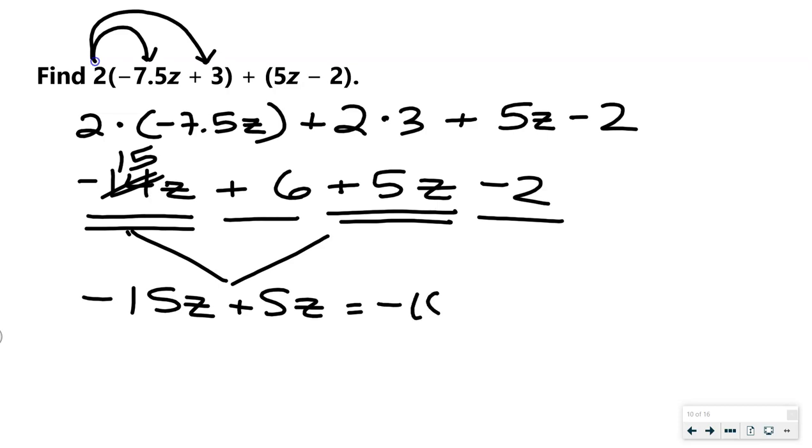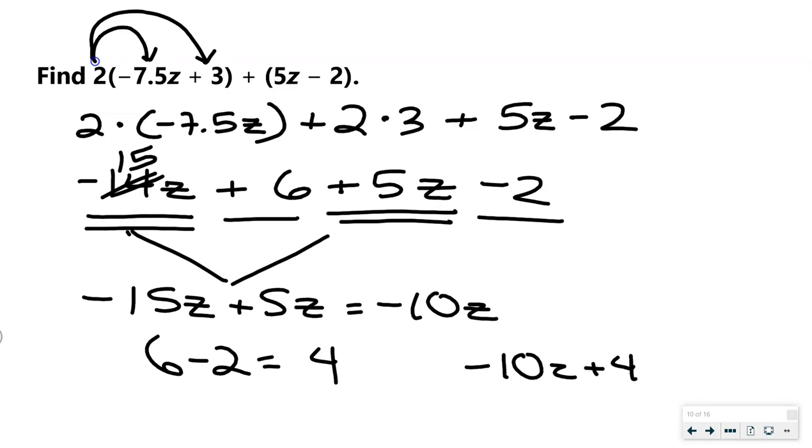equals negative 10z. See why z is not the best variable to use. It looks a lot like a 5 and a 2, at least how I write them. And we end up with 6 minus 2 is 4. So together, negative 10z plus 4.